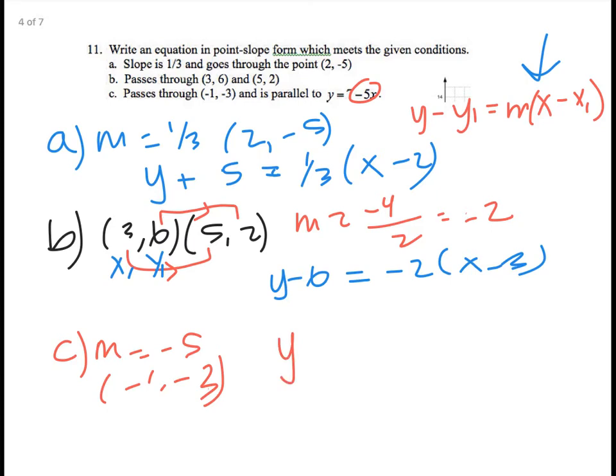So I can write my formula. So it's going to turn into y. I'd have y minus a negative 3, so it's going to become y plus 3, so equal to negative 5, x, and then it's x minus x1. Well, I'm going to have minus a negative 1, so it's going to turn into a plus 1.